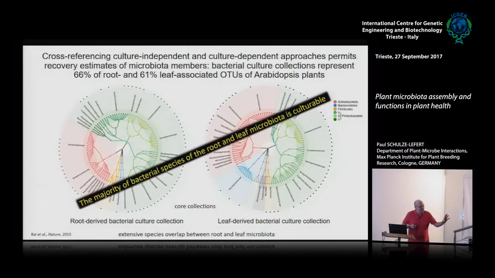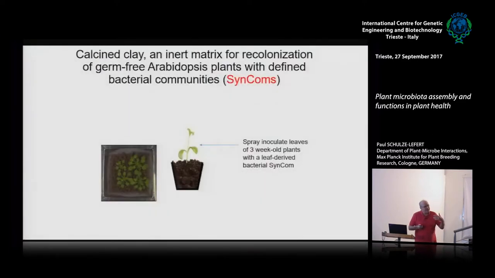And so the take-home message from this slide is that the majority of bacterial species of the leaf and root microbiota is culturable. We can store them at minus 80 degrees. And now we have a representative collection of both the leaf and the root microbiota. And what I want to now demonstrate to you is how we capitalize on these culture collections to carry out microbiota reconstitution biology under laboratory environments, where we mimic these root and leaf associated communities in the lab.